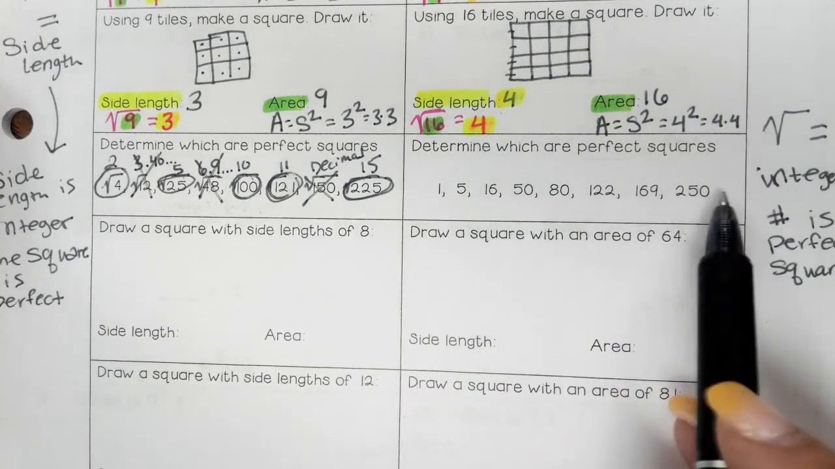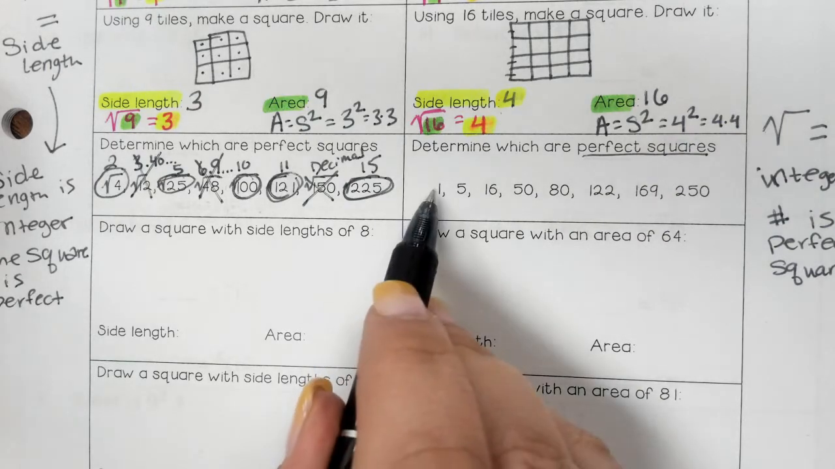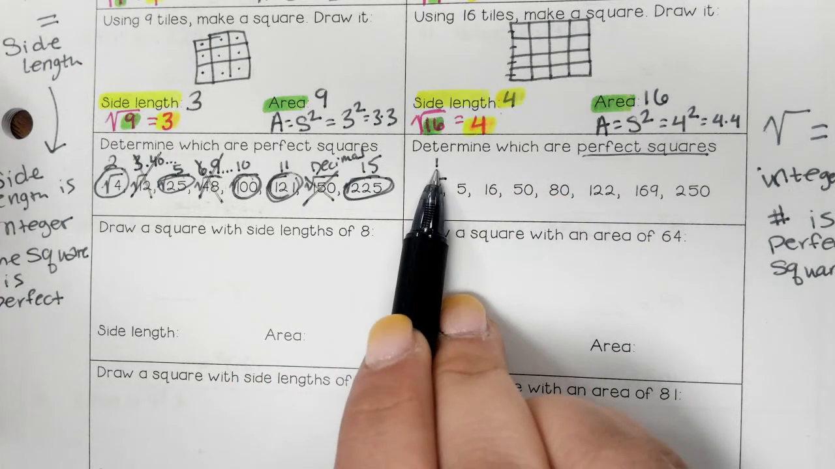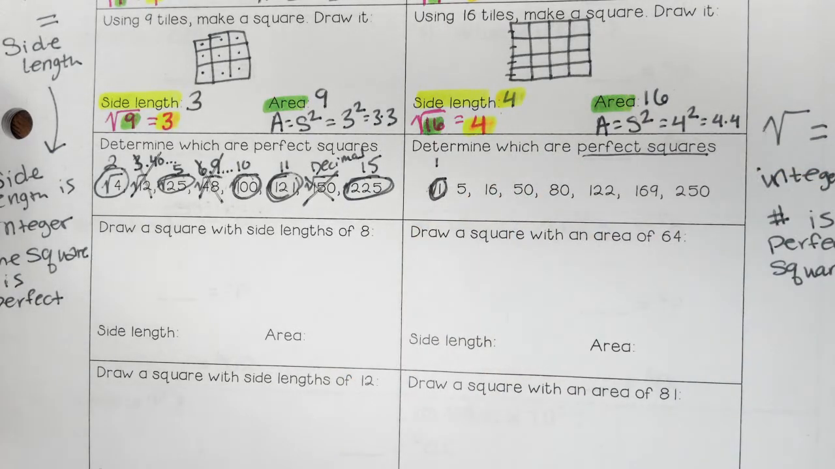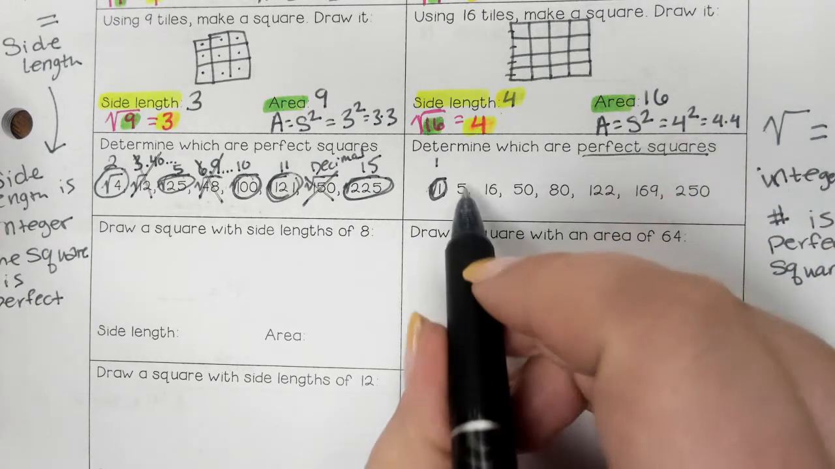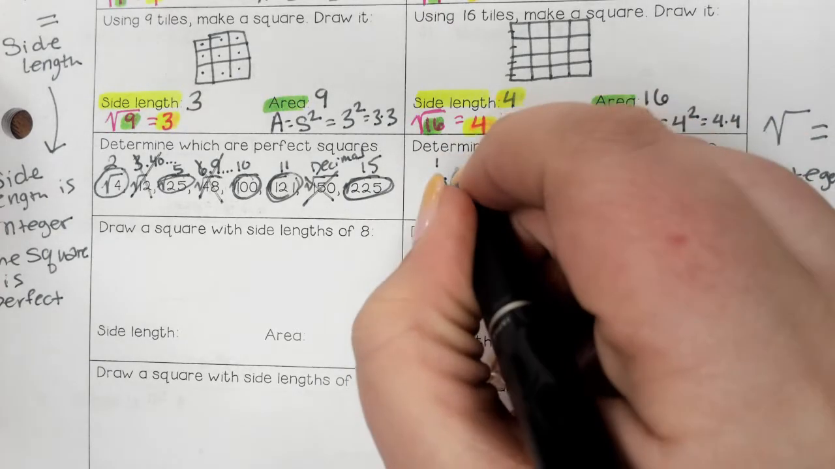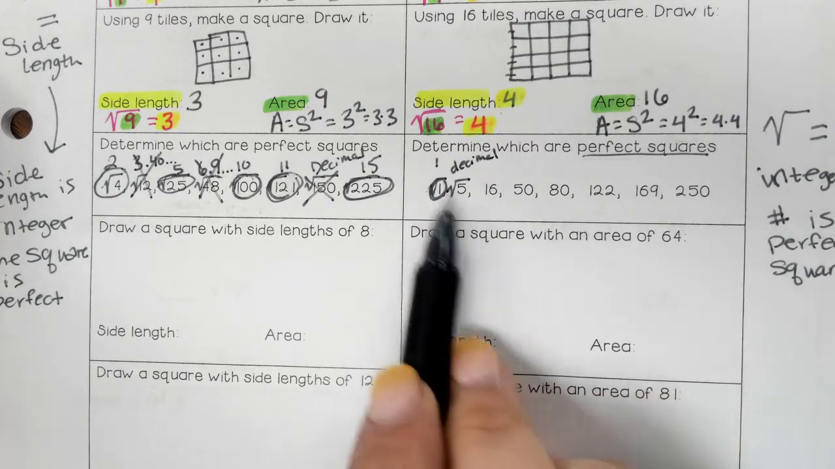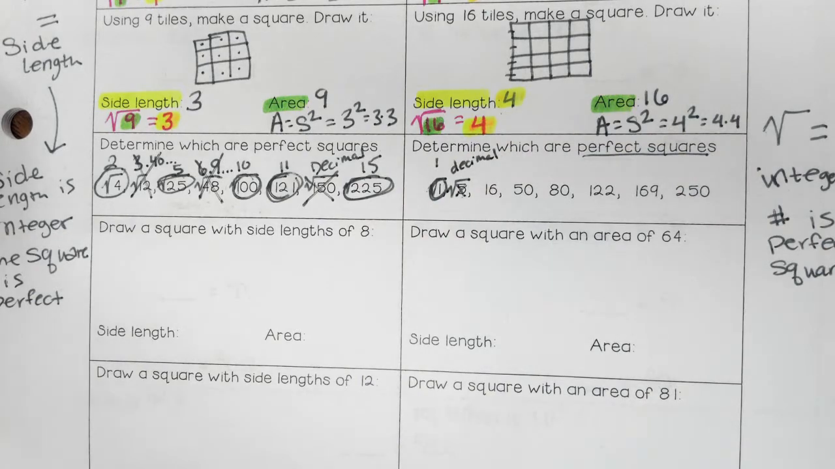We're doing that exact same thing in the next box. We want to know which are perfect squares. I want to know, is 1 a perfect square? So I take the square root of 1, which is 1. Since the square root of this number is an integer, that number is a perfect square. 1 is a perfect square. I want to know, is 5 a perfect square? So I take the square root of 5, and I get a decimal. Since I get a decimal when I take the square root of that number, that is not a perfect square, or 5 is not a perfect square.